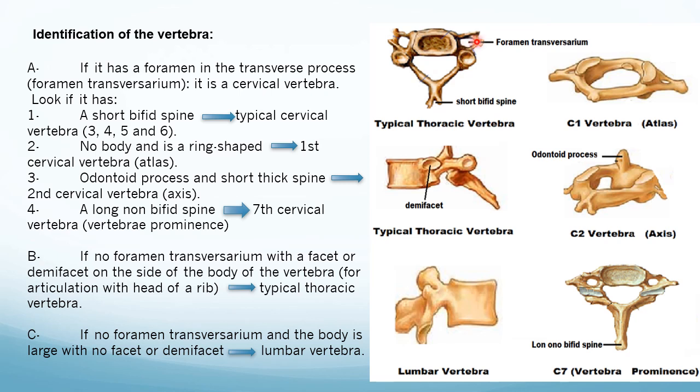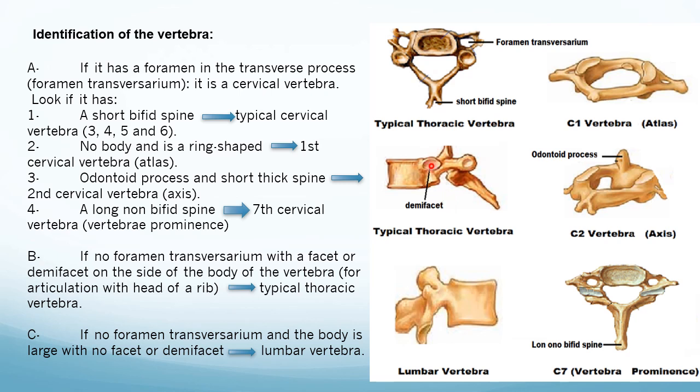If there is no body, this is C1 or atlas. If there is a dens process, this is called the axis or C2. If the spine of this vertebra is pointed, this is the seventh cervical vertebra. Otherwise, it has the features of a typical cervical vertebra.